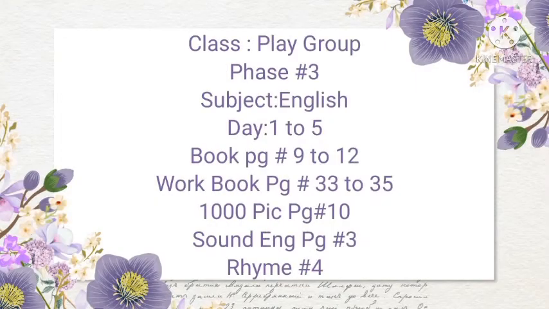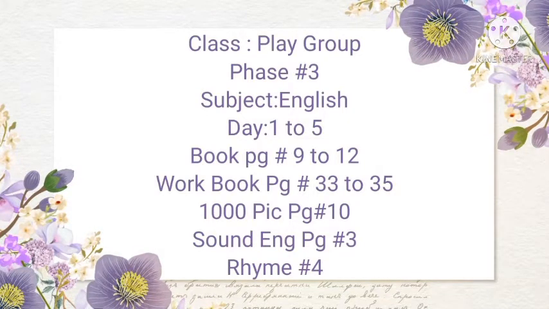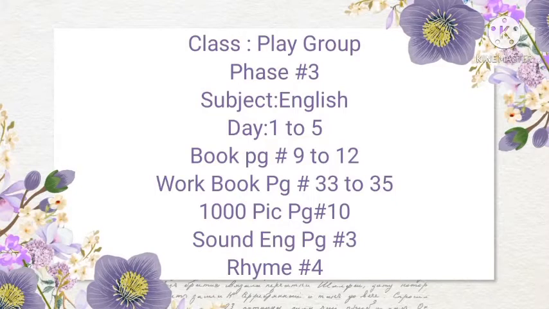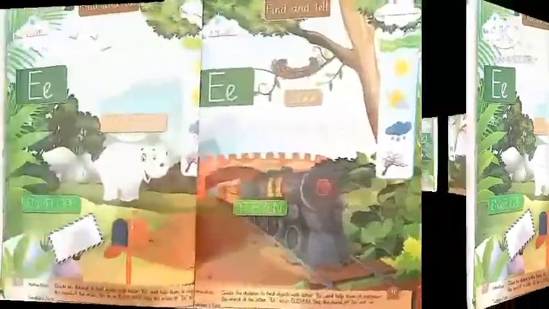Let's start the task of phase number 3. I'm your teacher of class playgroup. Our subject is English. I'm going to tell you about the task of day 1 till day 5, in which we have to read book page number 9 to 12, workbook page number 33 to 35, 1000 picture book page number 10. We have to recognize sound English page number 3, and we have to learn rhyme number 4. Let's start the task of day 1.